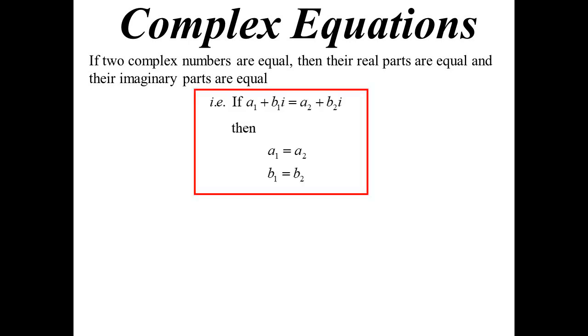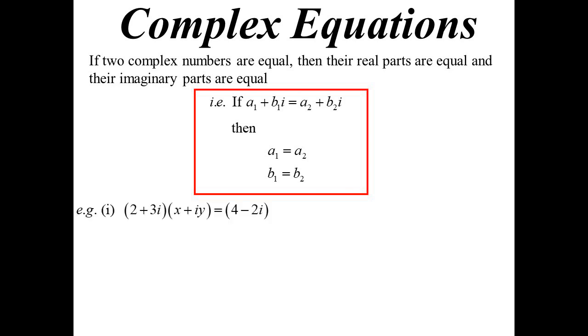So equations then. How do we solve equations now that we have these new numbers? Real and imaginaries can never meet, if you like. Because a real thing is real and an imaginary thing is imaginary. So it's a bit, again, like surds, where the real part must equal the real part, the imaginary part must equal the imaginary part. So yeah, a1 equals a2, b1 equals b2.